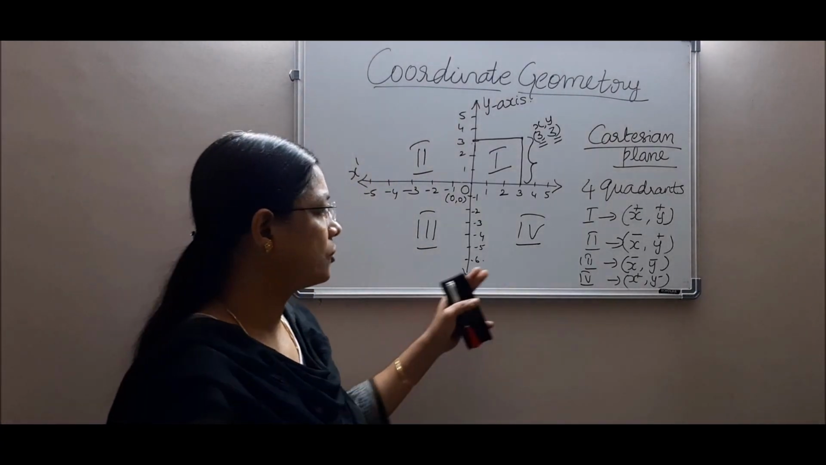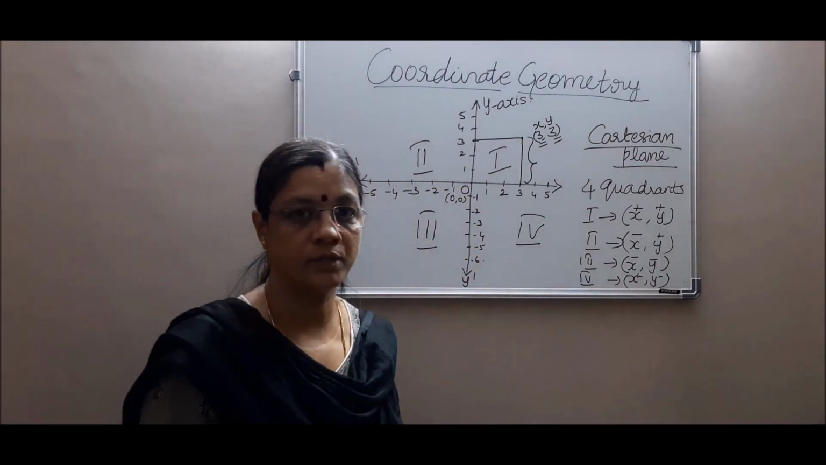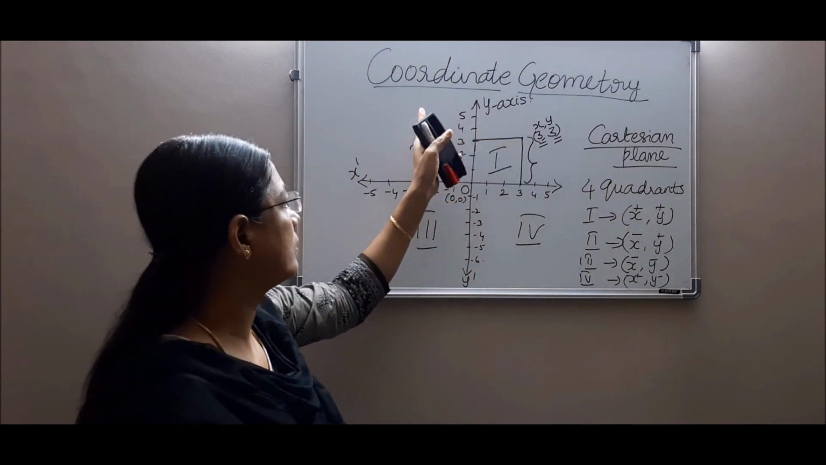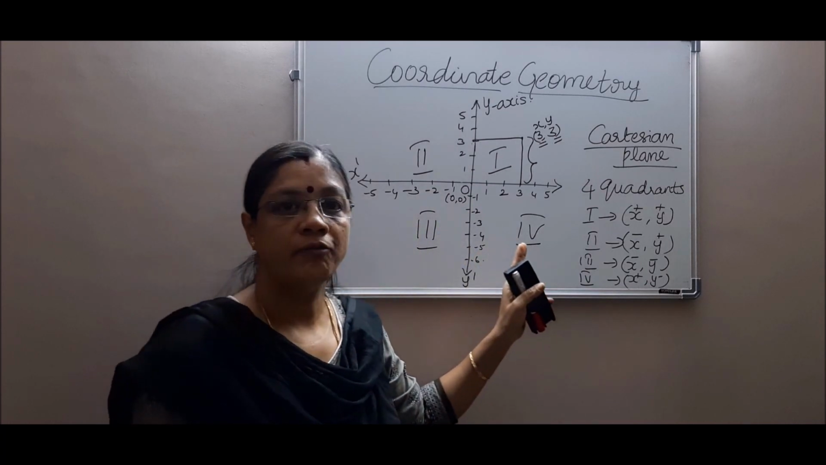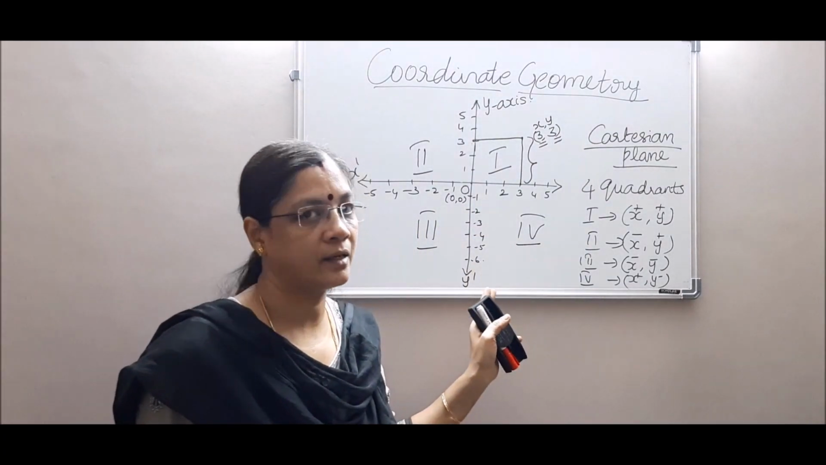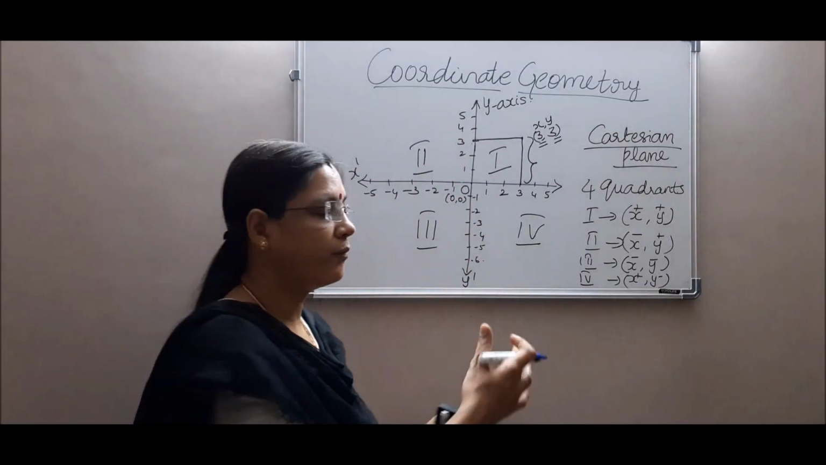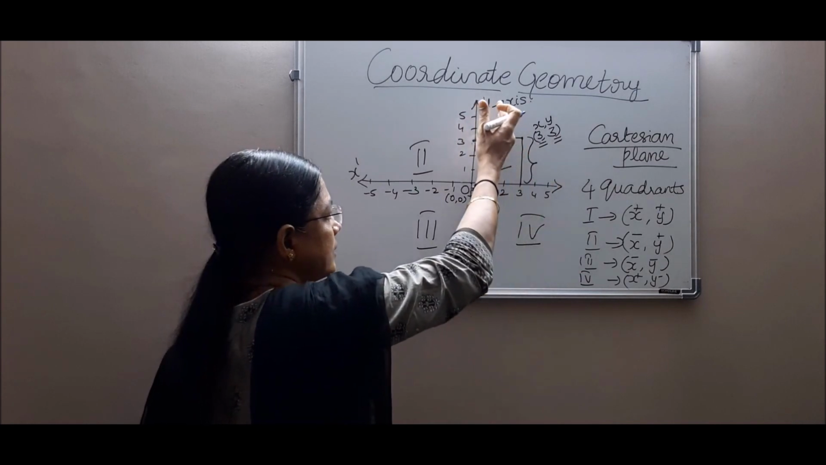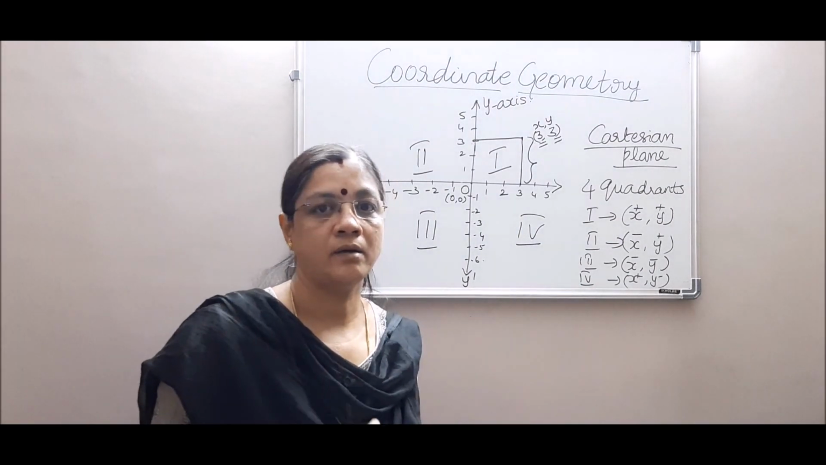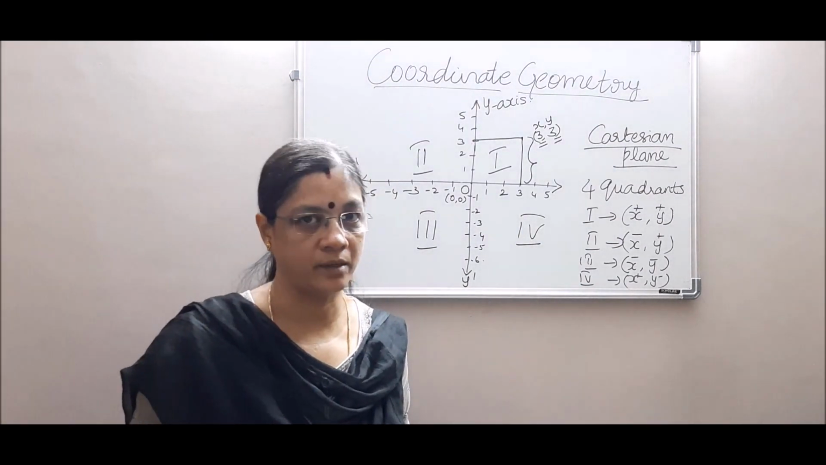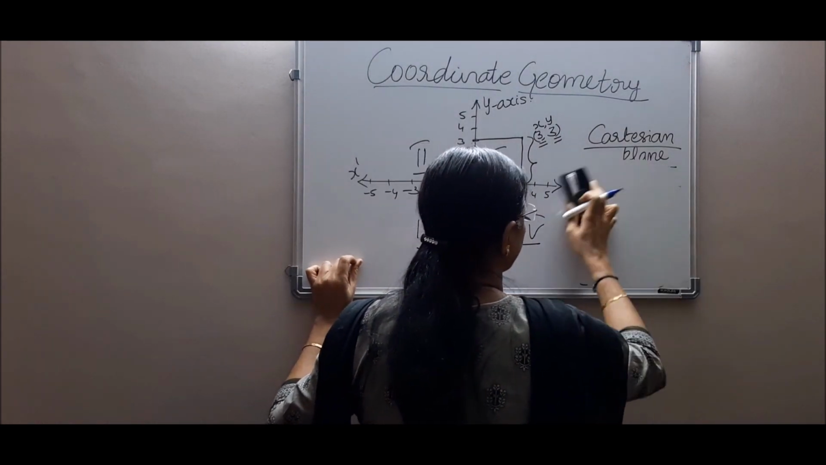Okay, do you understand? So you need to remember the signs of the points in each quadrant. First quadrant, all are positive. Second quadrant, x is negative and y is positive. Third quadrant, both are negative. And fourth quadrant, x is positive and y is negative. This is easier for us to remember because when we draw the axes, it is obvious. We mark the positive x and y axes and the negative x and y axes, and correspondingly we understand how the points are marked there and their signs too. Okay, so this is about the signs of the points.